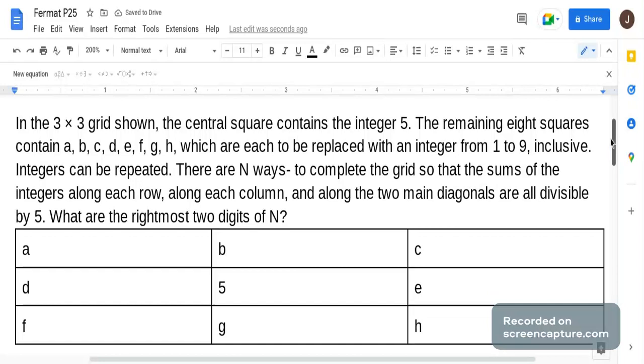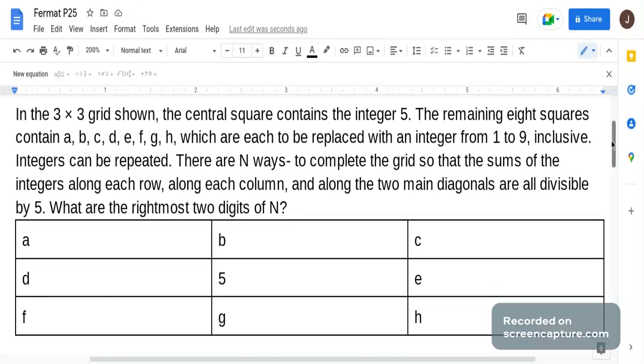Today we are going to do another problem. This is the last problem of this year's format. In the 3 times 3 grid shown, the central square contains the integer 5. The remaining 8 squares contain a, b, c, d, e, f, g, h, which are each to be replaced with an integer from 1 to 9 inclusive. The integers can be repeated. There are n ways to complete the grid so that the sum of the integers along each row, column, and diagonal are all divisible by 5. What is the rightmost 2 digits of n?